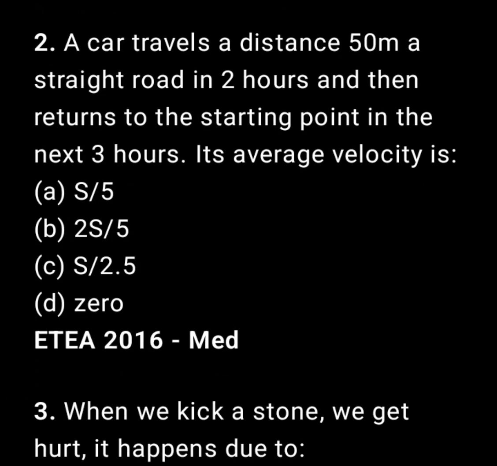2. A car travels a distance of 50 meters on a straight road in 2 hours and then returns to the starting point in the next 3 hours. Its average velocity is A. s/5, B. 2s/5, C. s/2.5, D. 0, ETA 2016 Med.